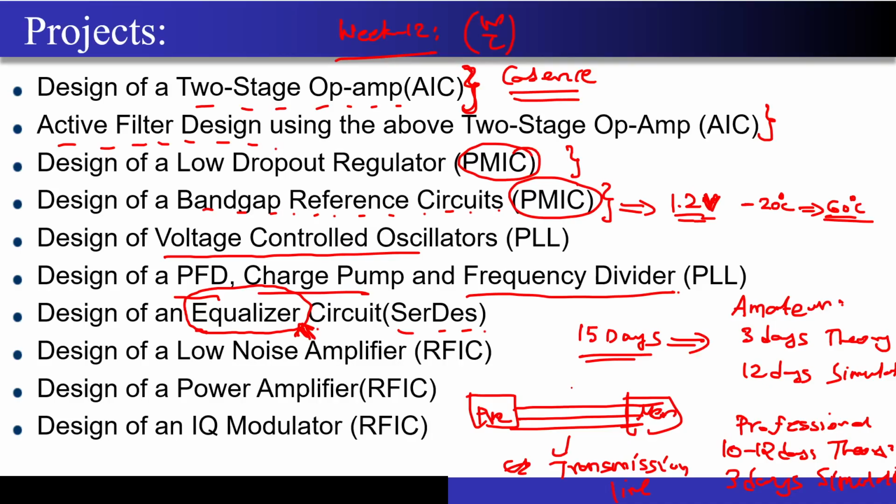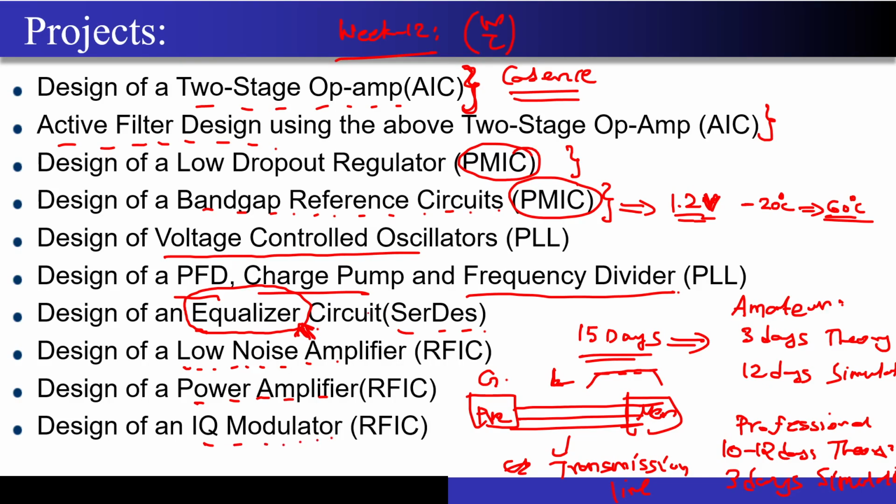So it has a frequency dependent attenuation. Now how can I introduce a frequency dependent gain in my circuit so that this gain multiplied by the frequency dependent loss will give me some kind of flat response like this, correct. So that is where your equalizers come into the picture. After doing the RFIC, you can design low noise amplifiers, power amplifiers, and the IQ modulators.